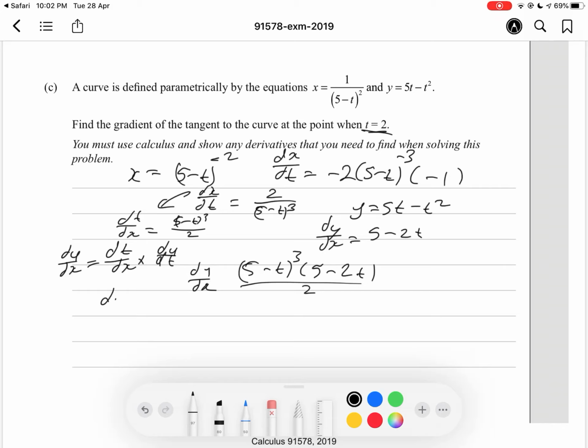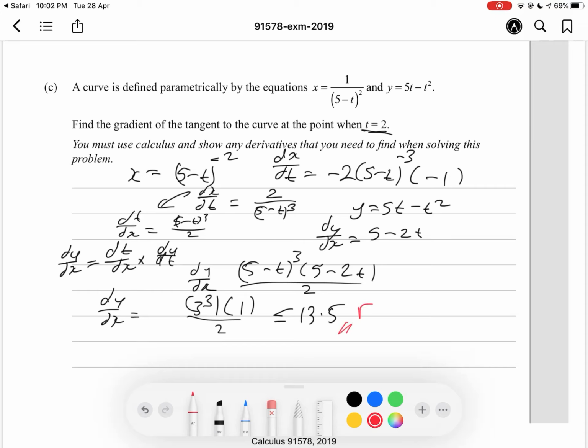And substituting t equals 2 to find our gradient. So dy over dx equals 3 to the power of 3, since 5 minus 2 is 3, multiplied by 1 over 2. So what does that give us? 3 to the power of 3 is 27, divided by 2. It gives us 13.5, and that should be our final answer for this question.